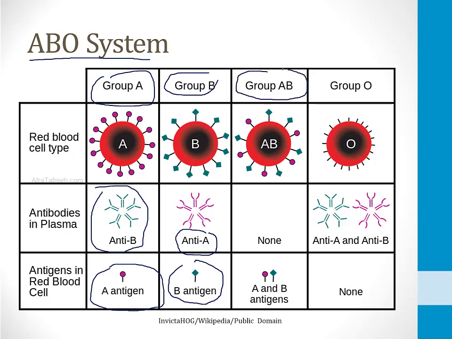Patients who are AB have both the A and the B antigen on their surface, so they will form no antibodies in the plasma. And finally, patients who are group O have neither the A nor the B antigen on their surface, and therefore they form antibodies against both A and B antigens.